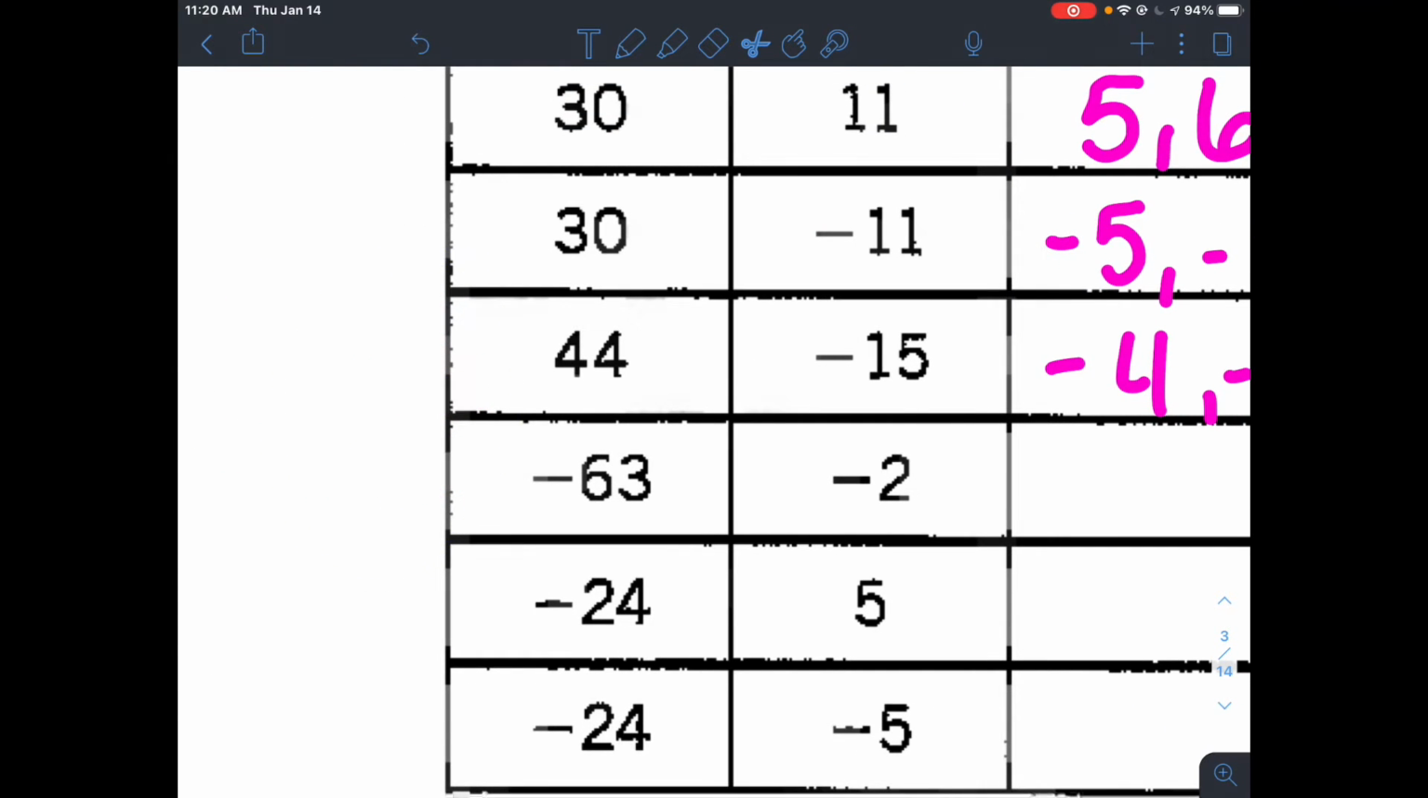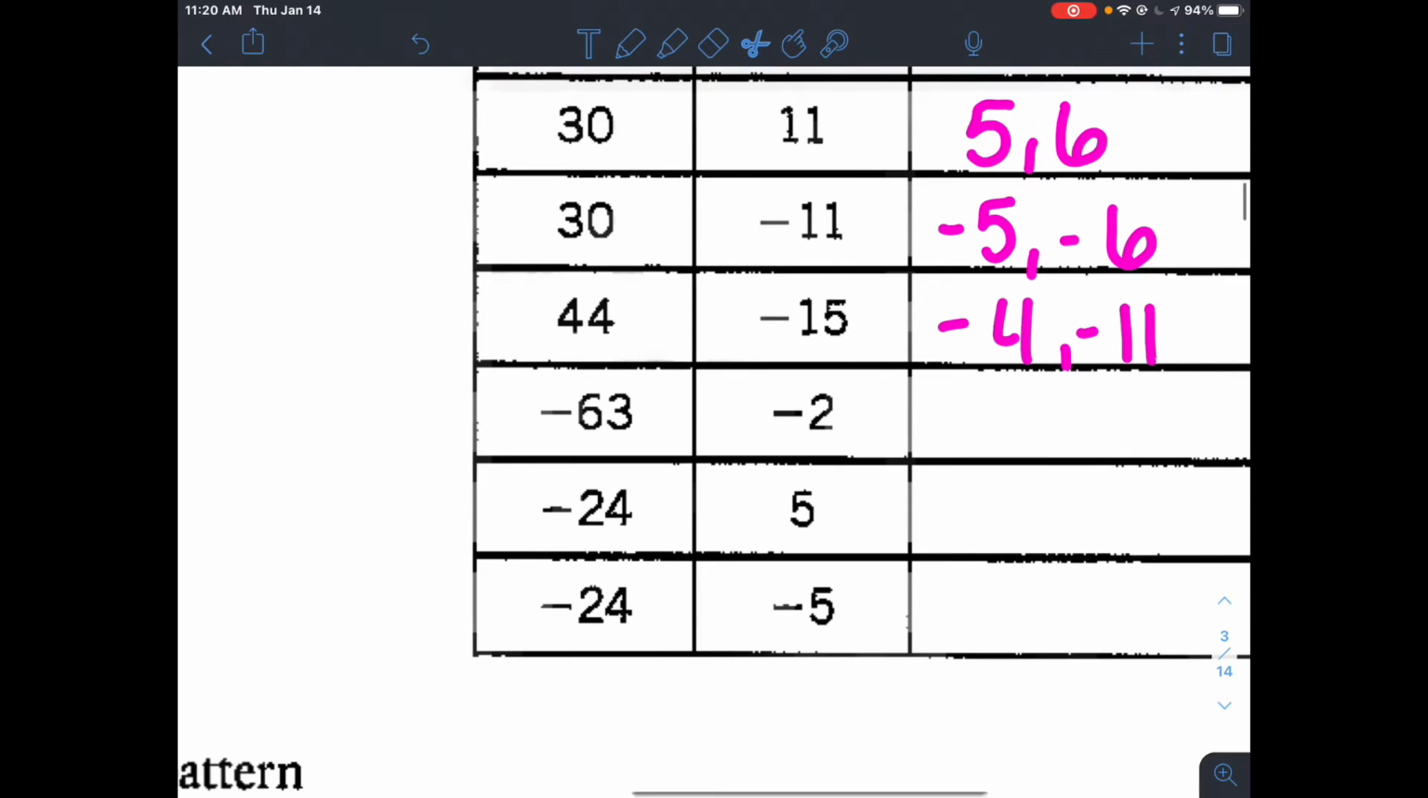Okay, so I think you can see the pattern kind of going on here. Go ahead and fill in those last 3. You can pause the video. I'll write the answers in so you can check and you don't have to go to the answer key. So pause the video here and do those last 3.